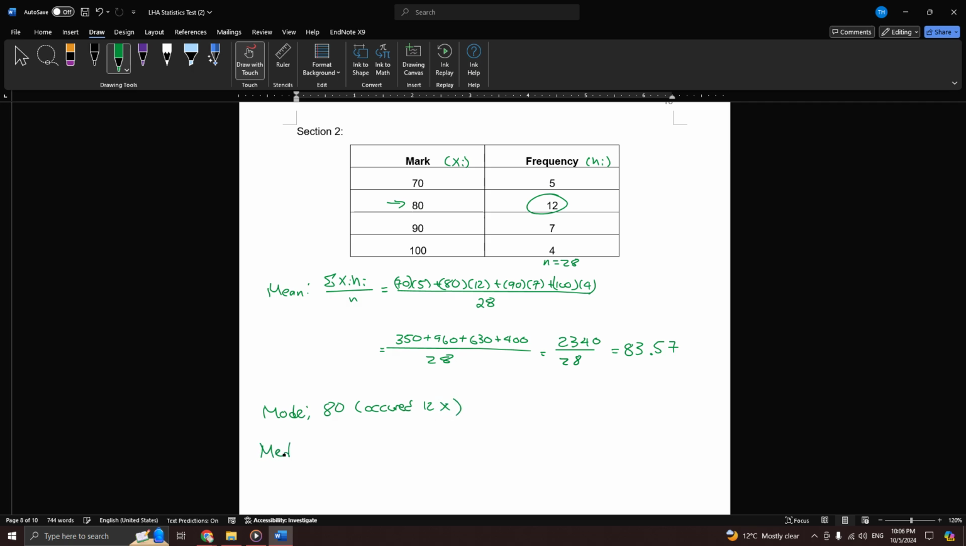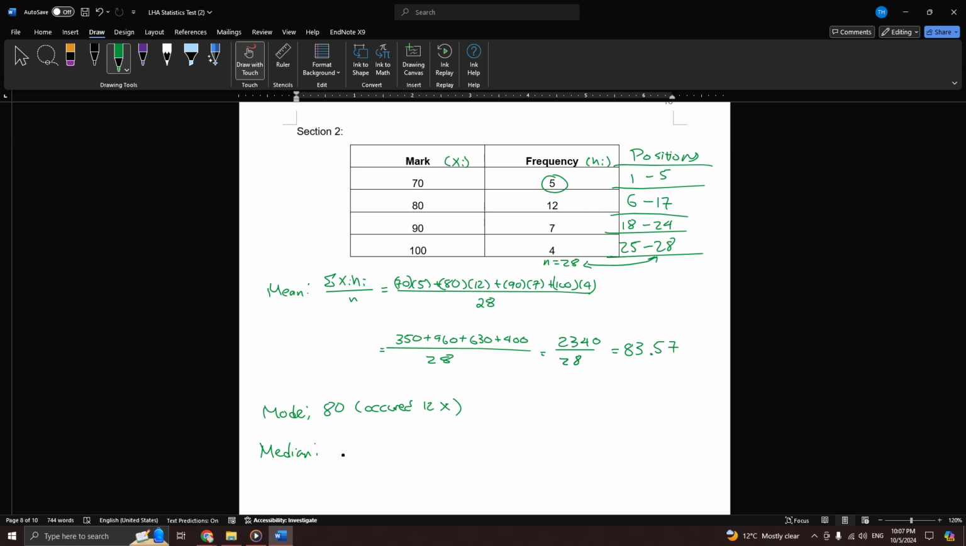And my median, okay, so for median, we're probably going to have to make a position column again. Let's do that right now. So positions. So 1 to 5, because of frequency of 5 here. After 5 is 6. 12 plus 5 is 17. Then we have 18 here. 7 plus 17 is 24. After 24 is 25. 4 plus 24 is 28. 28 and 28 match up, so we did it right.